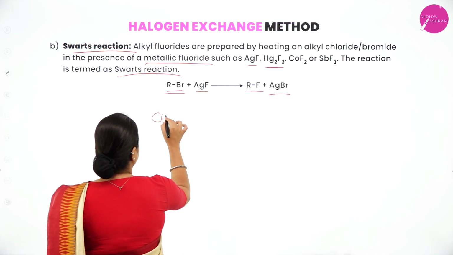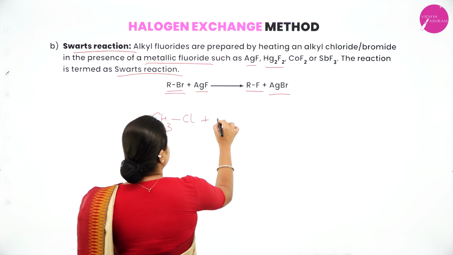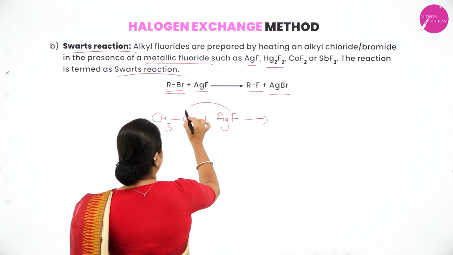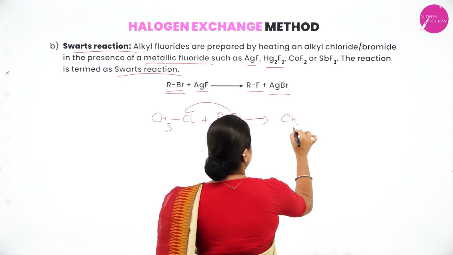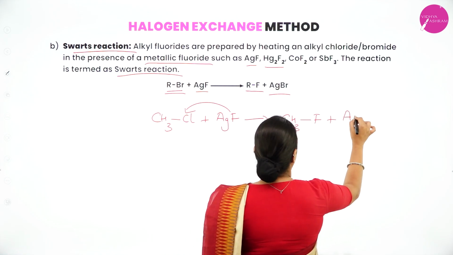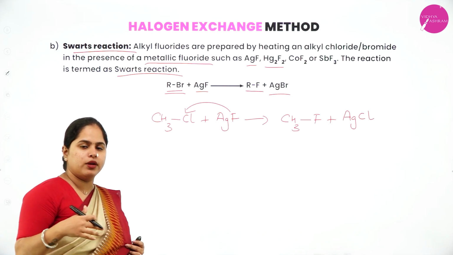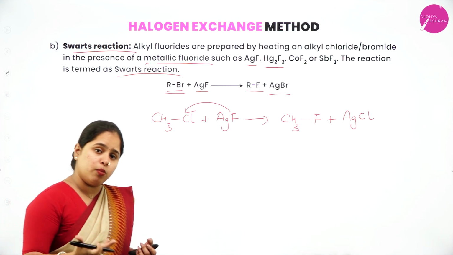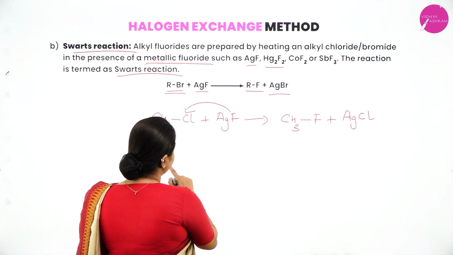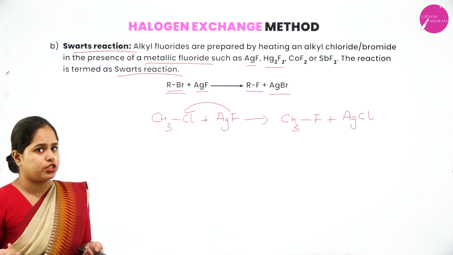So let's take CH3Cl here. Alkyl chloride also we can use, right? Silver fluoride is taken. There will be an exchange happening here. Fluoride will go to the methyl, so you will get methyl fluoride, that is alkyl fluoride, and silver chloride will be formed. Based on whether chlorine or bromine is taken, silver bromide or silver chloride will be formed. So this is how an exchange of halogen is taking place. That is why these two methods are called halogen exchange methods.